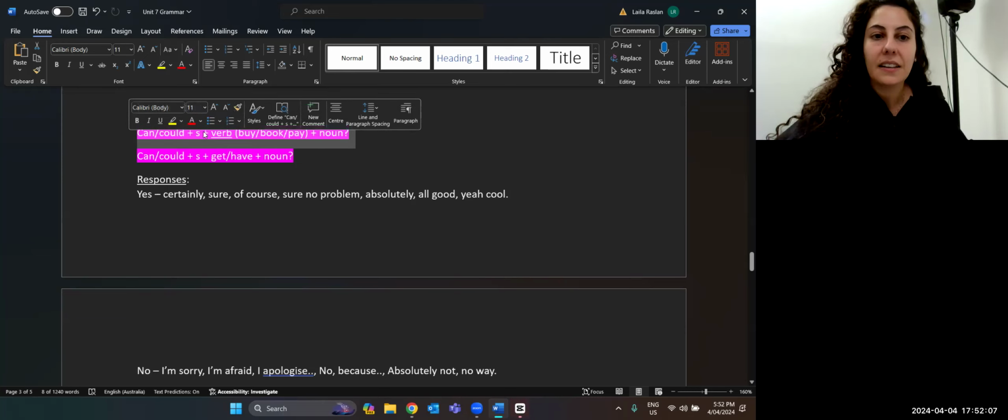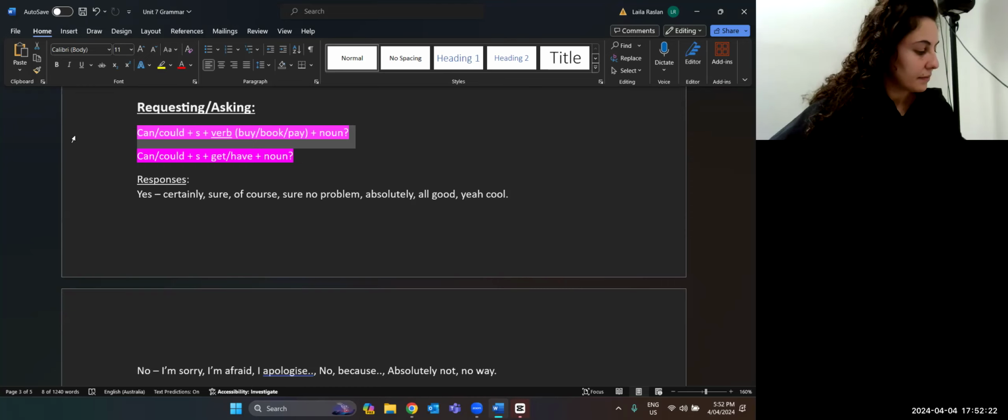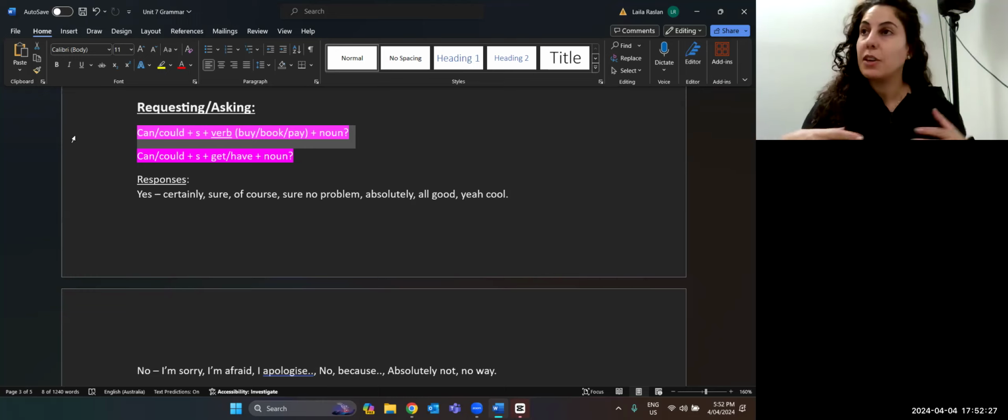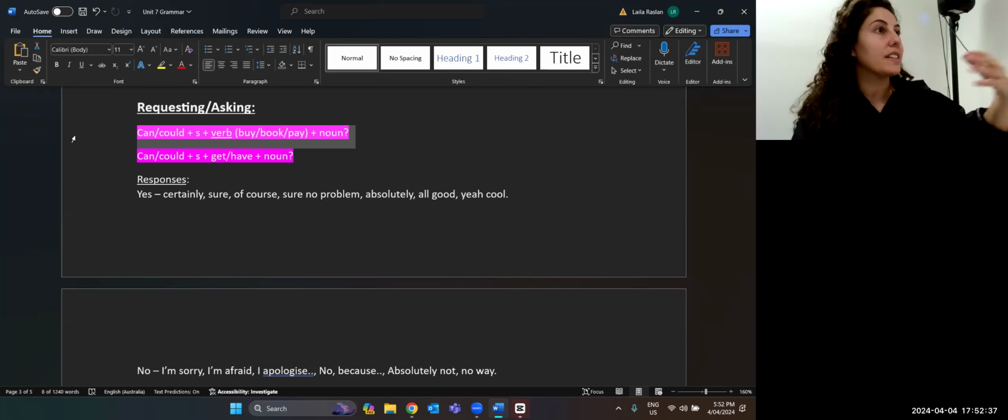So this could be a sentence like, can I book my flight tickets online? Could I pay for this book? If you're with someone else, you can say, can we book 3 tickets? Because we need 3 tickets maybe to go inside a place, like an admission fee. You know, you need to go into the museum.